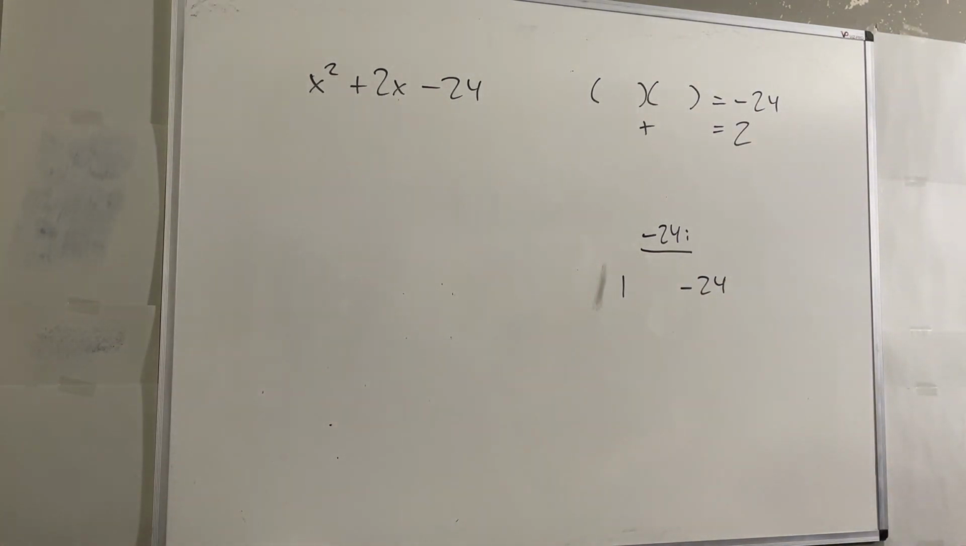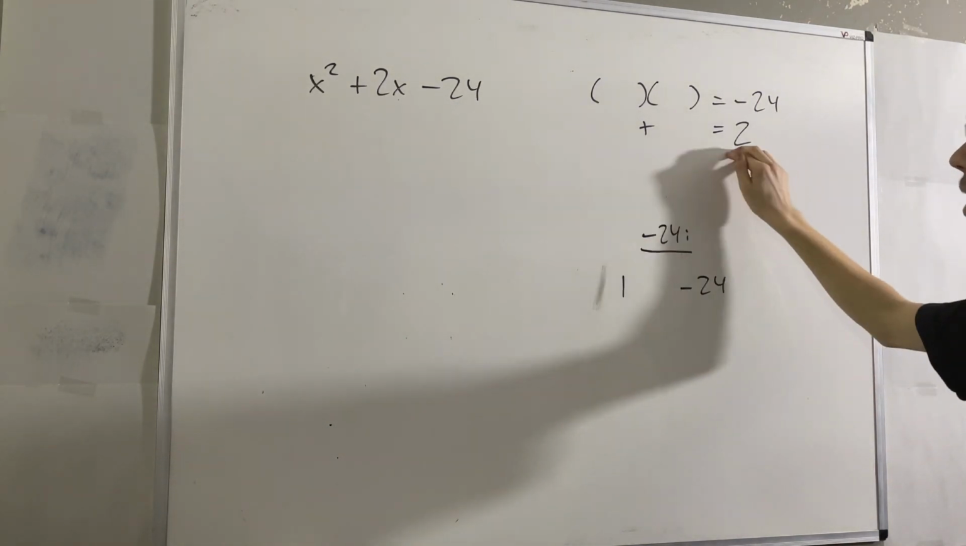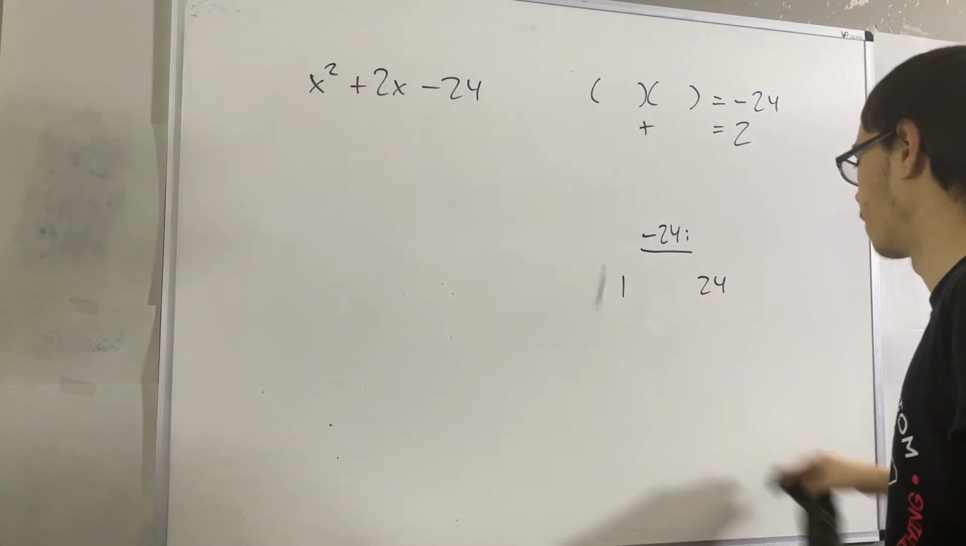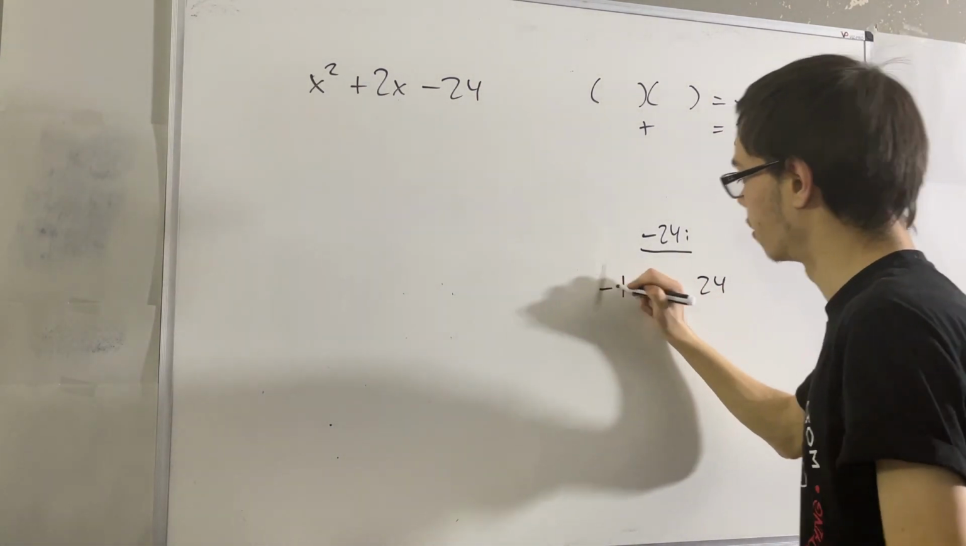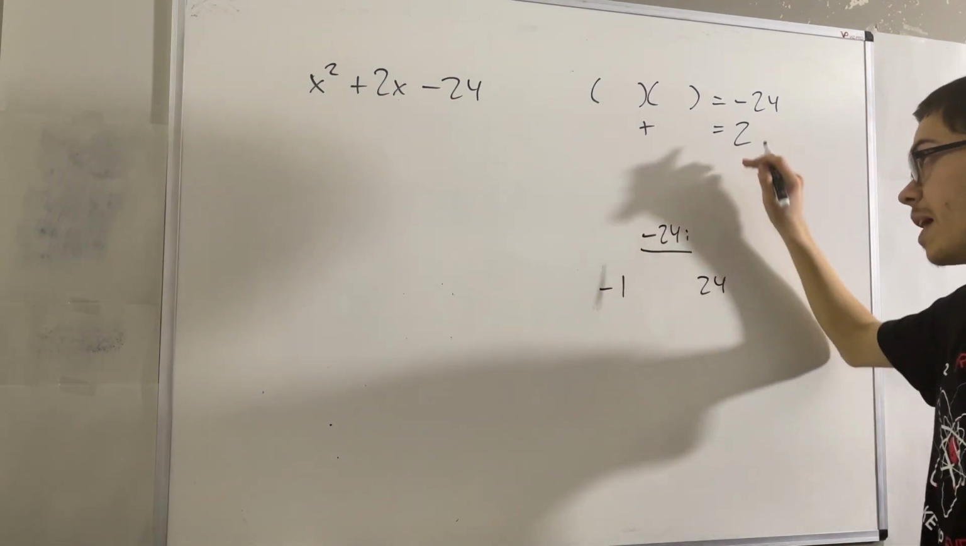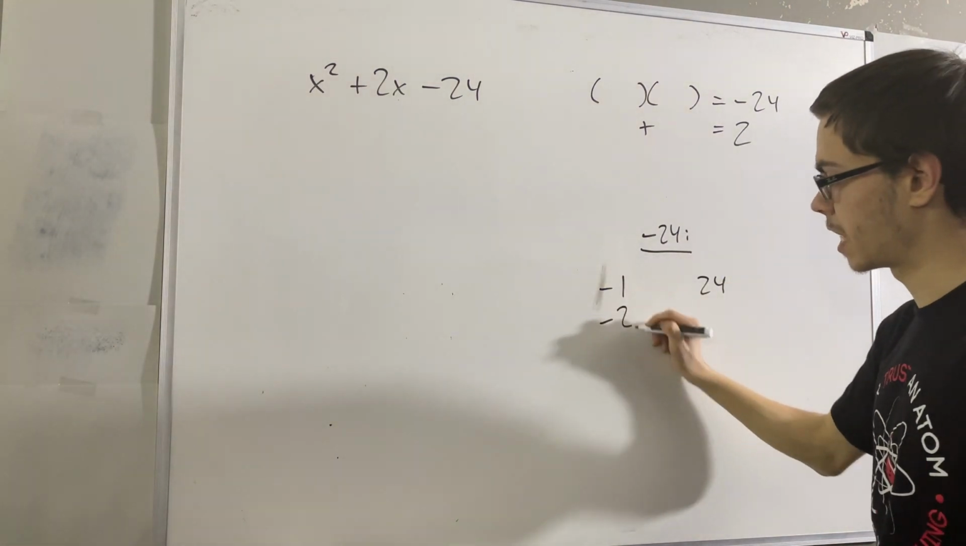But for this particular case, we need the pair of numbers to add to make a positive number, which means we want to make the smaller number negative in order to add to a positive number, right? But when you add these two, yes, you get a positive number, but you don't get 2, so we have to keep going. So after that, we test out -2.